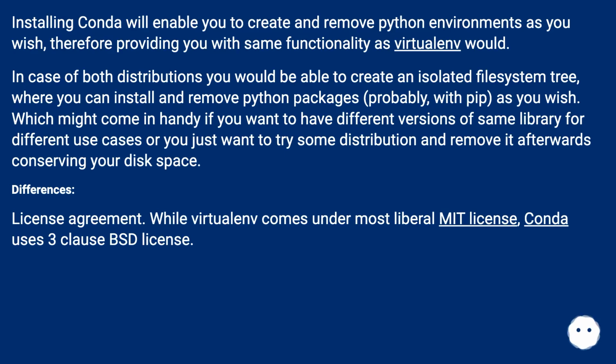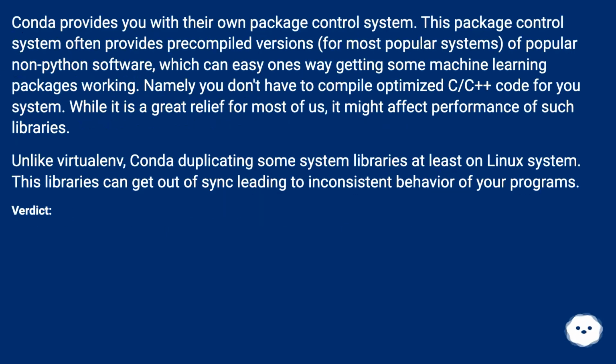Differences: license agreement. While Virtualenv comes under the most liberal MIT license, Conda uses the 3-clause BSD license. Conda provides you with its own package control system. This package control system often provides precompiled versions, for most popular systems, of popular non-Python software, which can be handy where getting some machine learning packages working is hard. Namely, you don't have to compile optimized C or C++ code for your system. While it is a great relief for most of us, it might affect performance of such libraries.